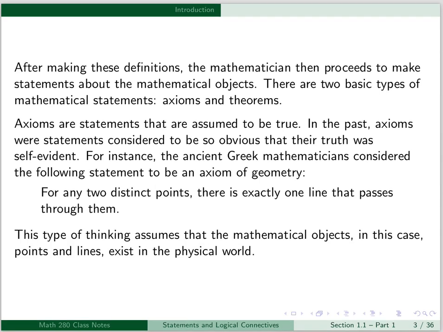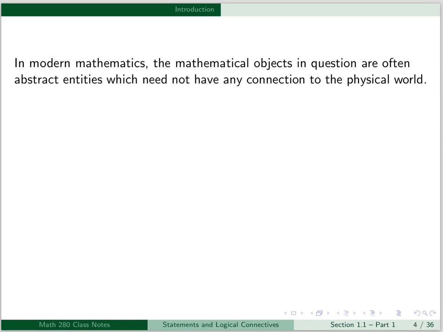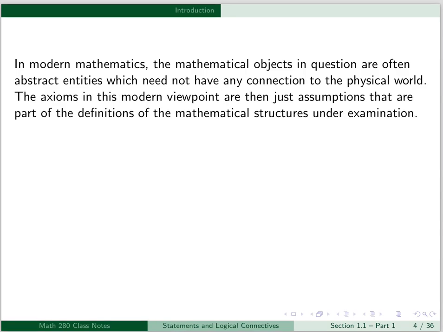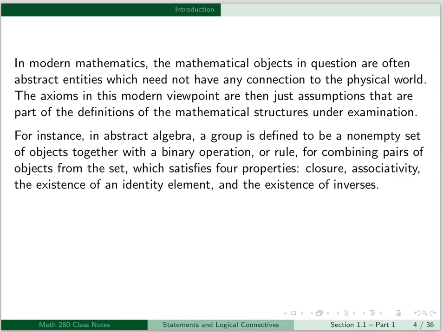This type of thinking assumes that the mathematical objects, in this case points and lines, exist in the physical world. In modern mathematics, the mathematical objects in question are often abstract entities which need not have any connection to the physical world. The axioms in this modern viewpoint are then just assumptions that are part of the definitions of the mathematical structures under examination.